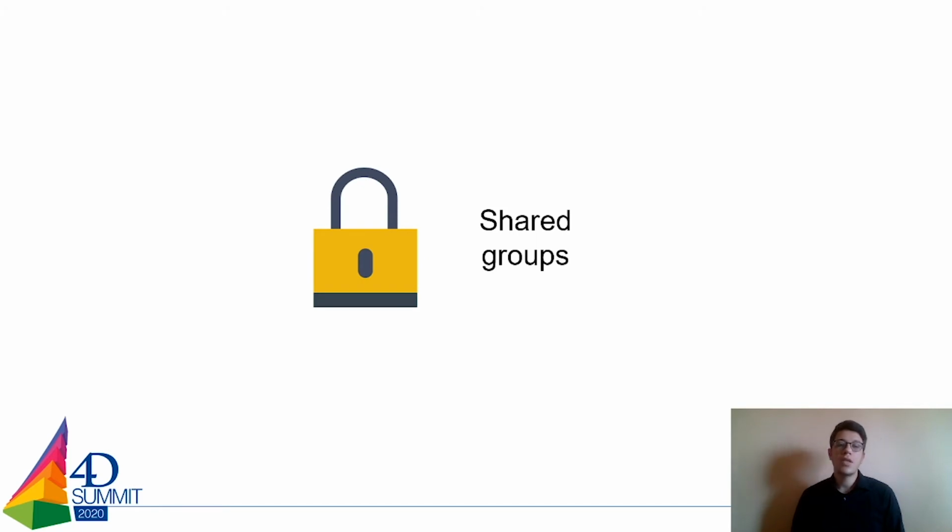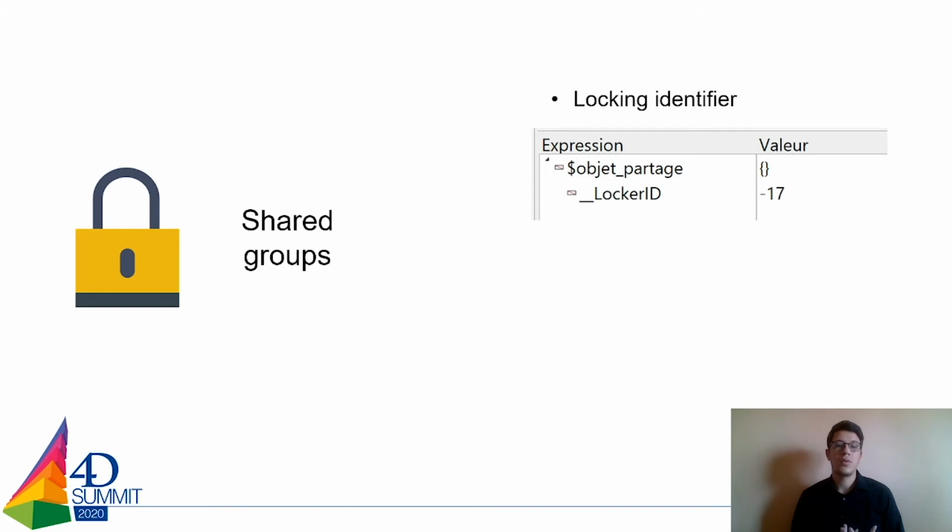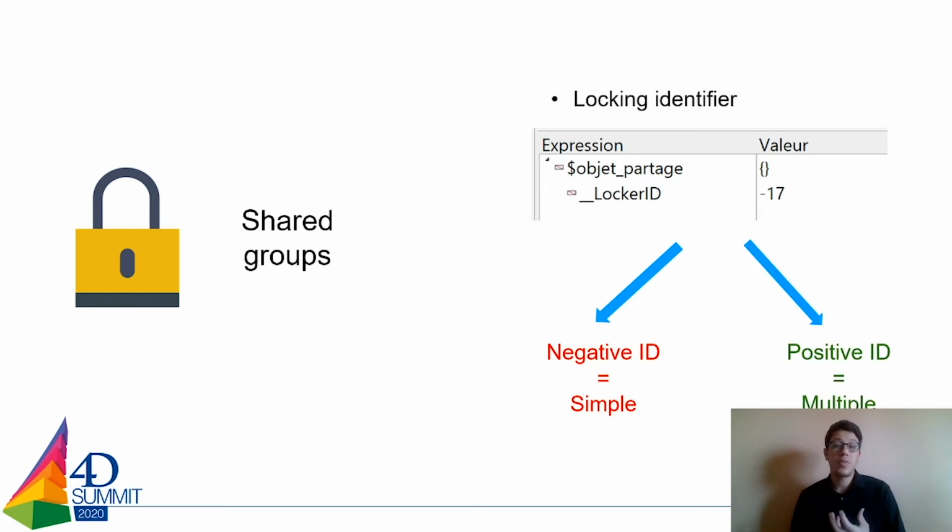So now we're going to talk about a very important concept, that is shared groups, and this concept is related to what we call a lock-in identifier. Every new shared object, once we have defined it, comes by default with an attribute that is its lock-in identifier. By default, this lock-in identifier is negative, which means that it is simple, but then it could be positive, and that means that the object is part of a shared group.